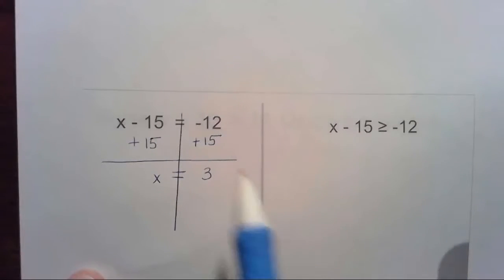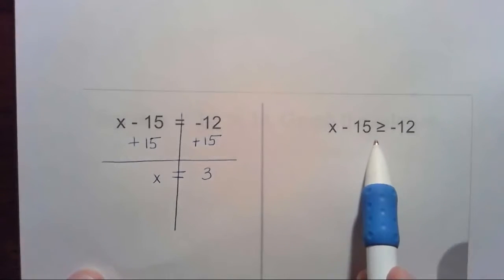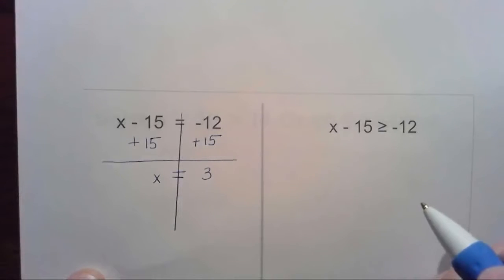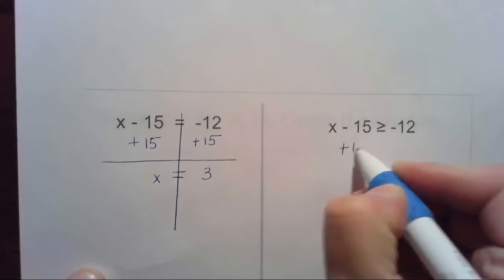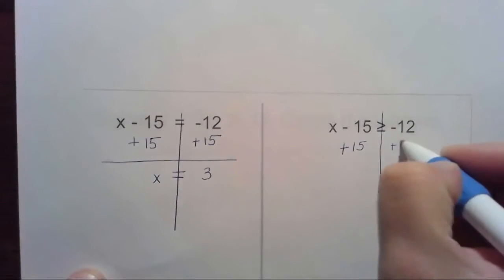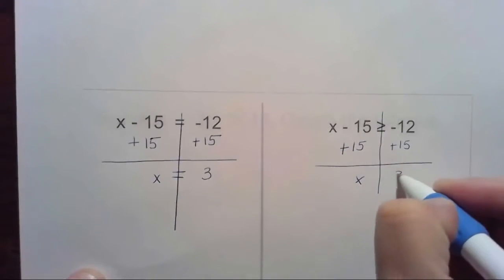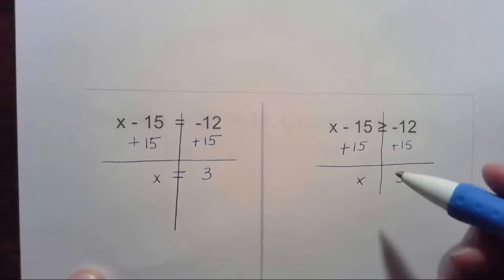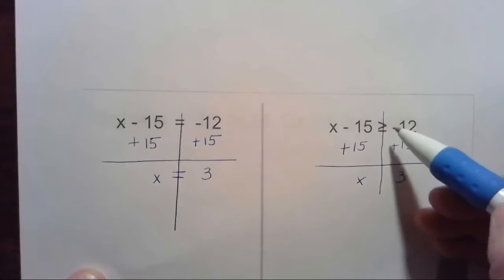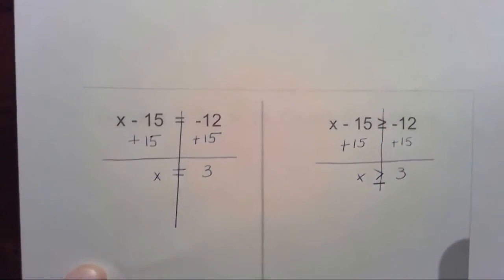Now let's look at the inequality. It's the same numbers. The only difference is that instead of an equal sign, I wrote a greater than or equal sign. But I'm going to solve this inequality exactly the same way. So I want to get rid of negative 15. I'm going to add 15 to both sides. I still have two sides. That leaves me with x on the left side and 3 on the right side. My sign, however, is not an equal sign anymore. It's a greater than or equal sign because that's what was at the beginning.